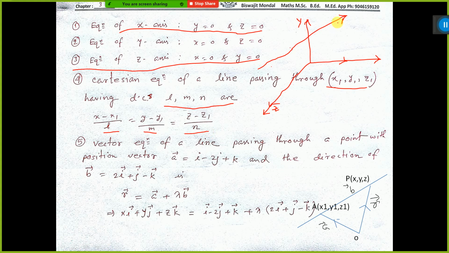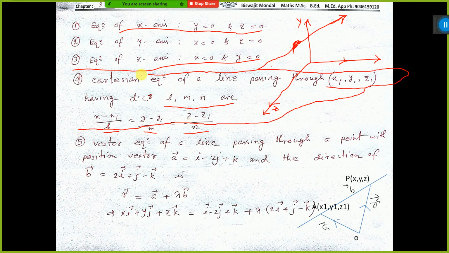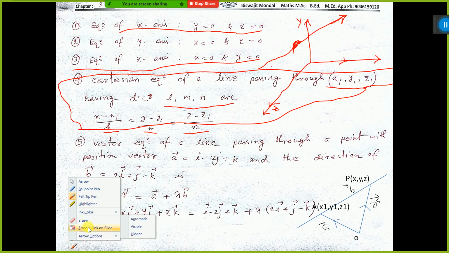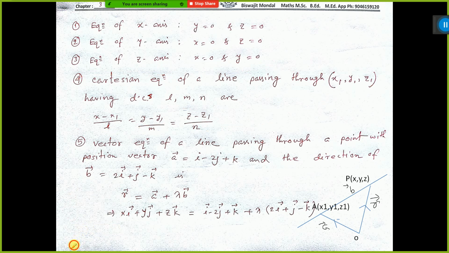Here, let's say this is the line, and one point is given, let's say x1, y1, z1, and the line's direction ratio or direction cosine is given. If these two things are given, then you can write the Cartesian equation of the straight line. So this is one formula. The explanation actually is not coming in the exam, so students do not need to learn it.